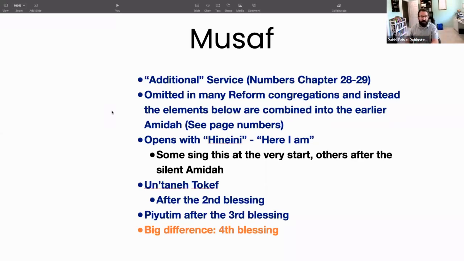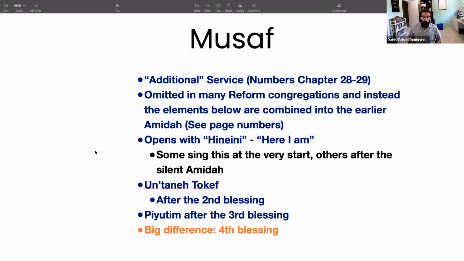So on the source sheet, this is where my page number actually gets a little confusing. If you're using one of the Reform Siddurim, you actually have to look ahead at my page numbers about Musaf to find where these things are in your prayer book. It's not in the right order according to the Reform mahzorim. The reason for that is I couldn't create 20 different pages for each mahzor. So there's a little bit of flipping on that one for the Reform communities.